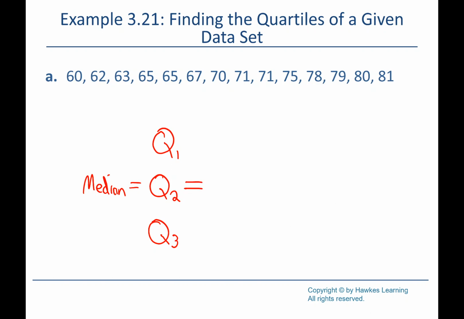Since it's kind of a big data set, you probably want to mark numbers off on each end to get to the middle here. So let's see what we get. I'm going to underline so I don't mark them out.